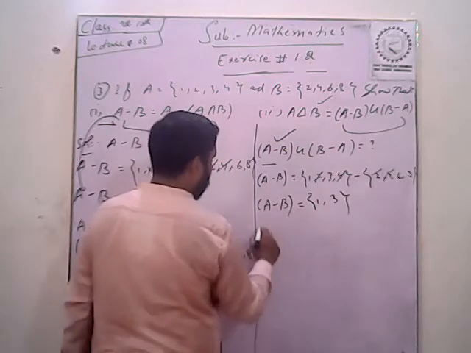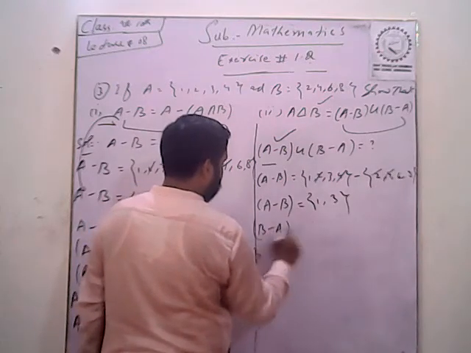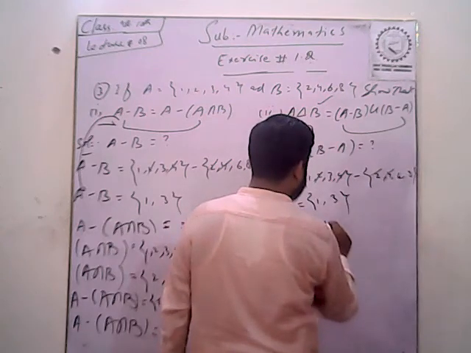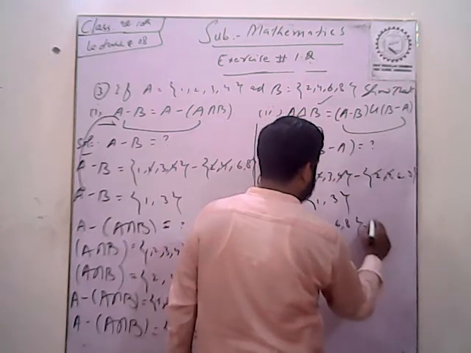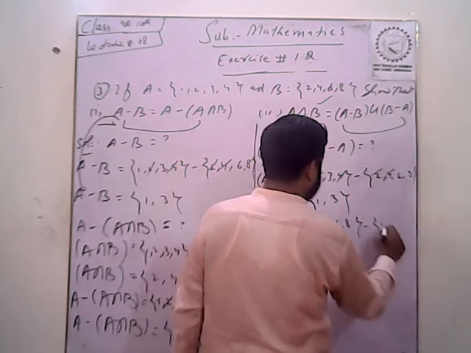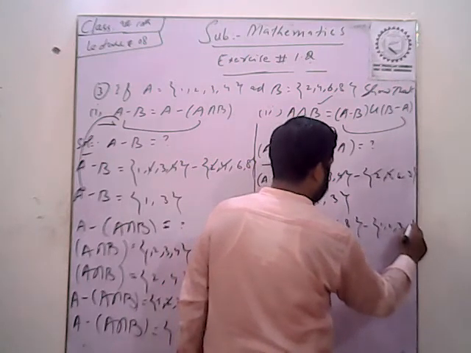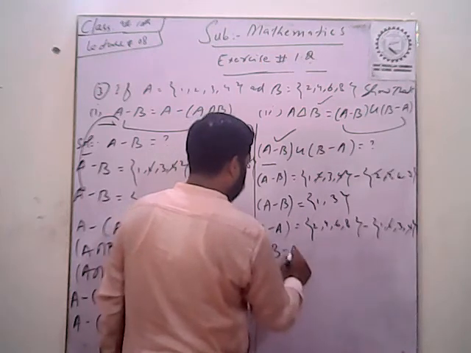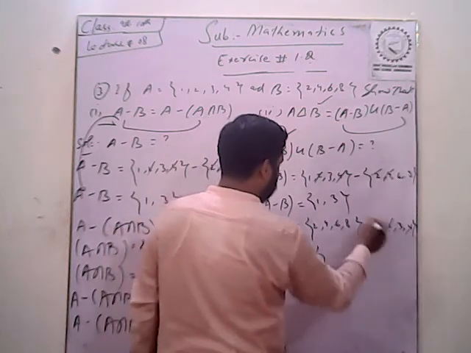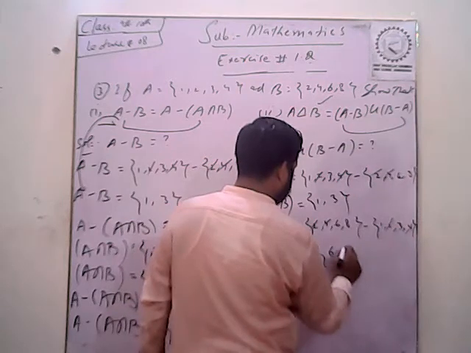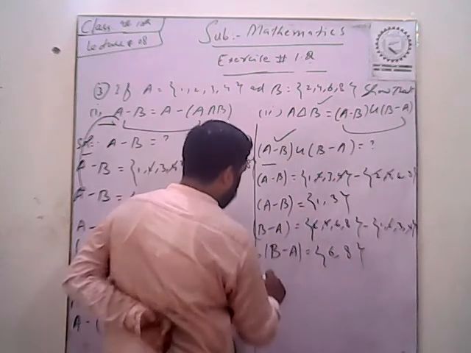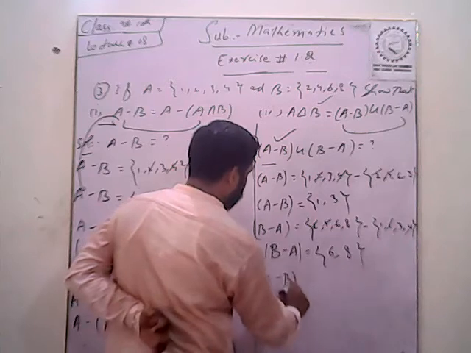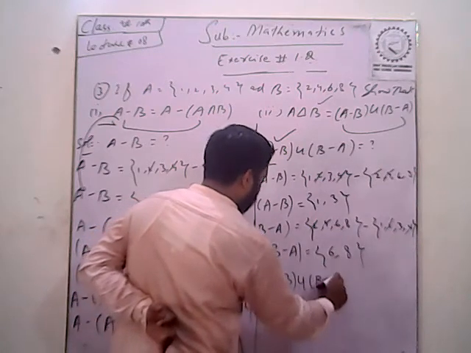Then similarly we find B difference A. B is equal to 2, 4, 6 and 8, and A is equal to 1, 2, 3 and 4. 2 and 4 will be cancelled. Now B difference A is equal to 6 and 8. The last one is A difference B union B difference A.